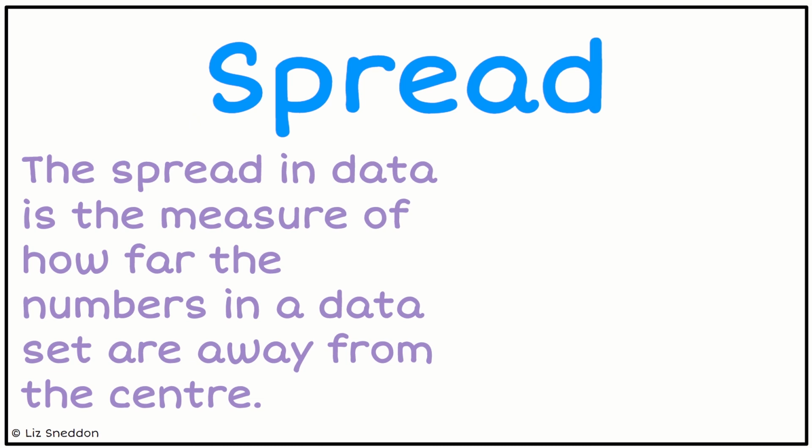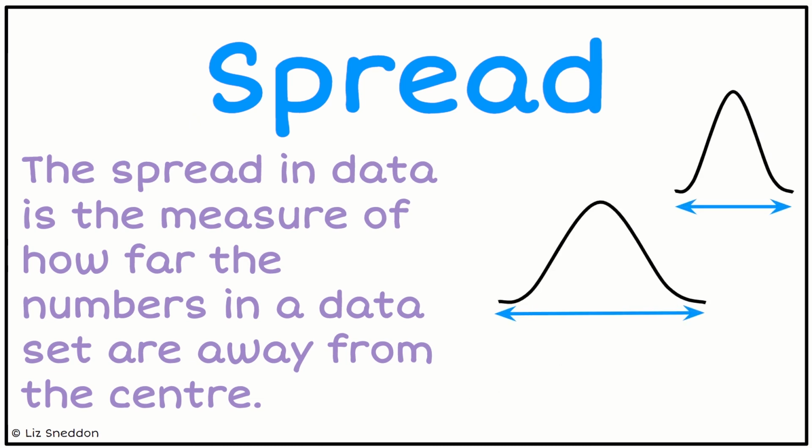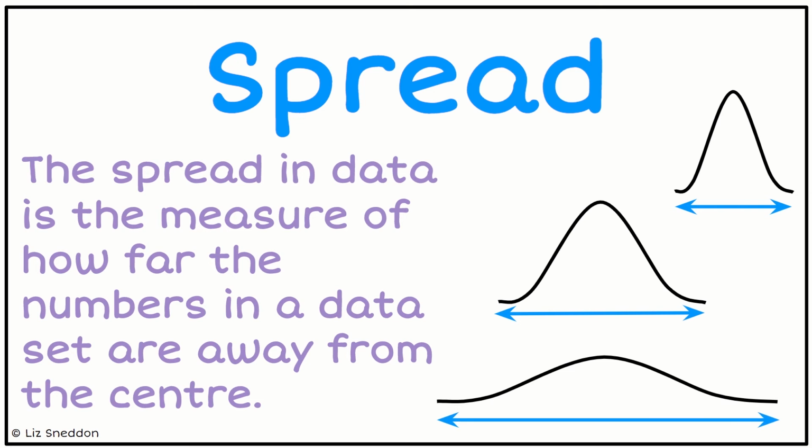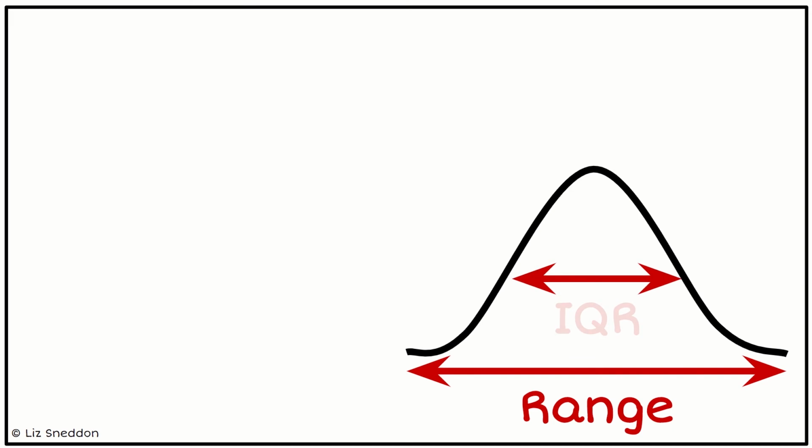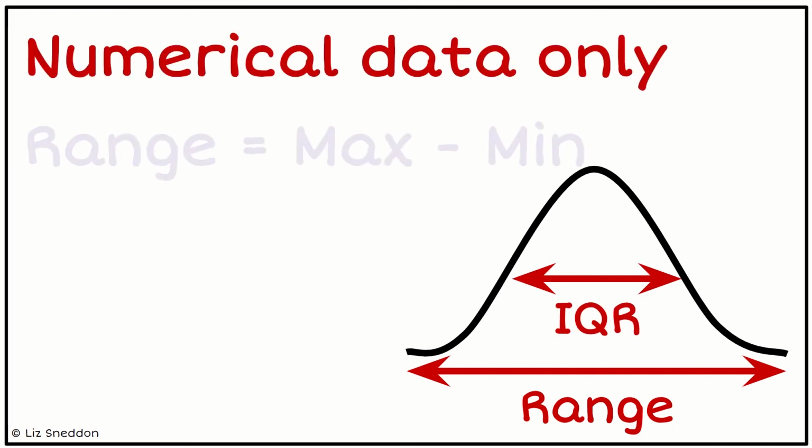So, when we talk about the spread of data, we're looking at measuring how far the numbers are spread out, usually from that centre. Okay, so from the centre, how far spread out are they? So, there are two ways that we can measure. We can talk about the range, which is the whole thing, from the smallest to the biggest, and we can talk about the interquartile range.